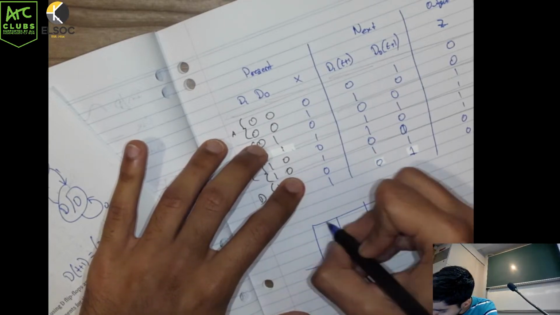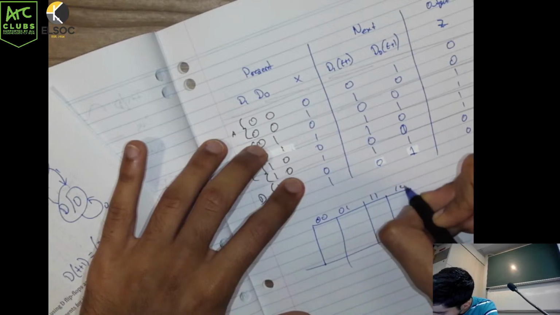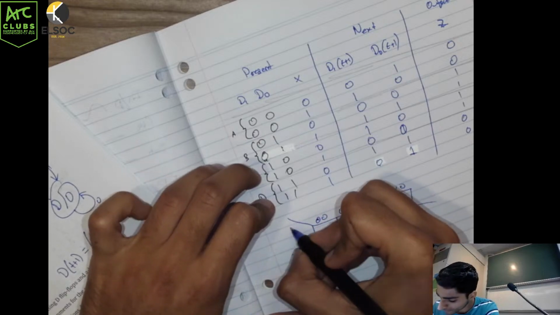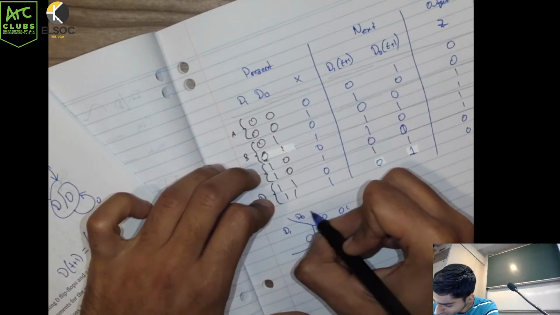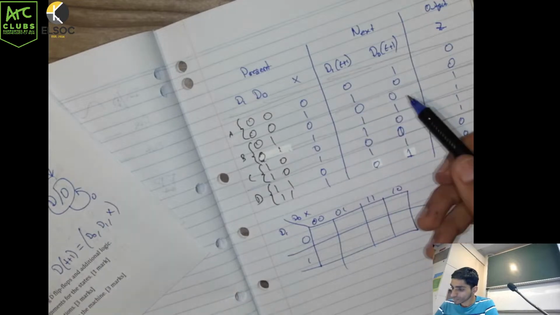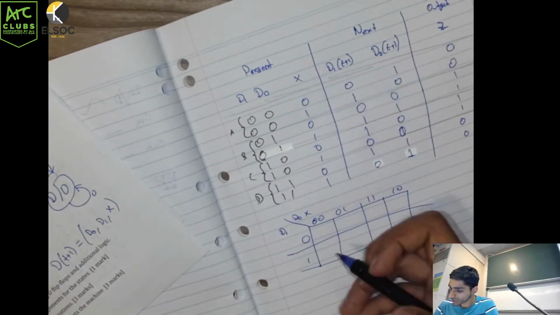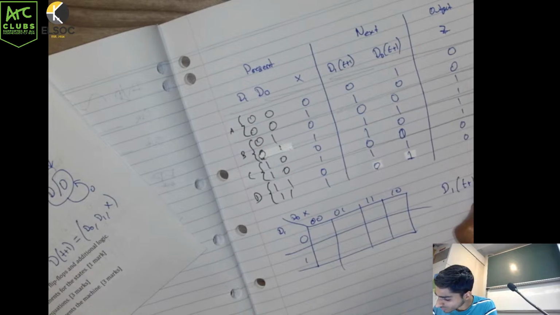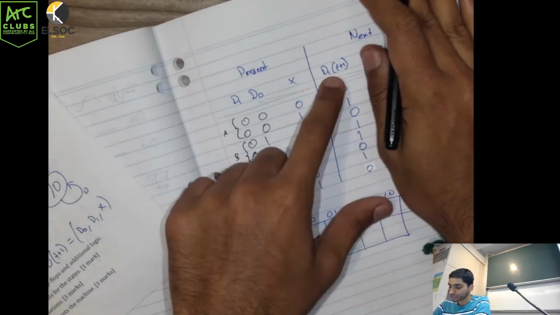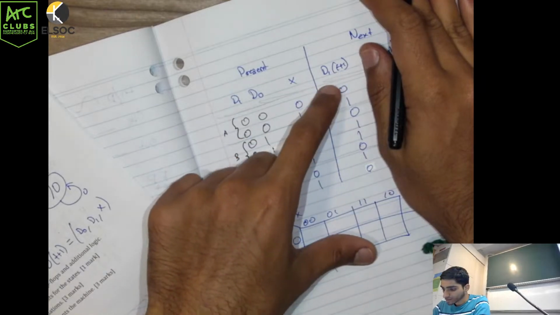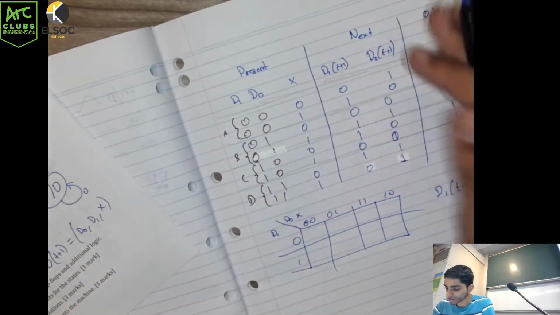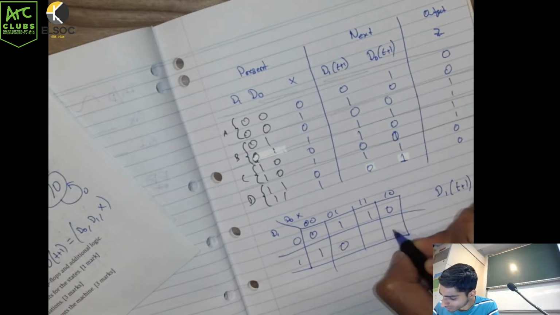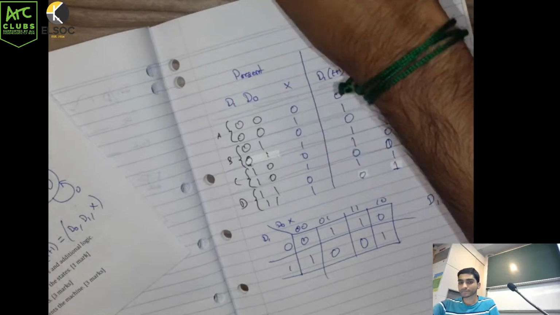0, 0, 0, 1, 1, 1, 1, 0, 0, 1, line through. Let's make this D1, D0, and X. And then, let's call this our K-map for D1 of T plus 1. This has 0, 1, 0, 1, 1, 0, 1, 0. So this would go 0, 1, 0, 1, 1, 0, 1, 0. Right?